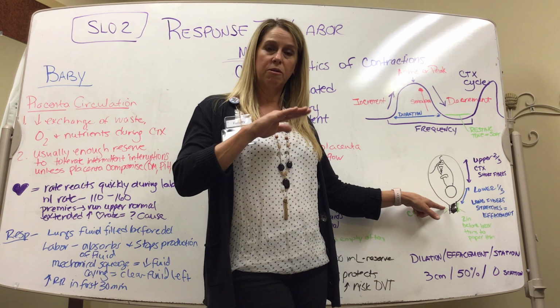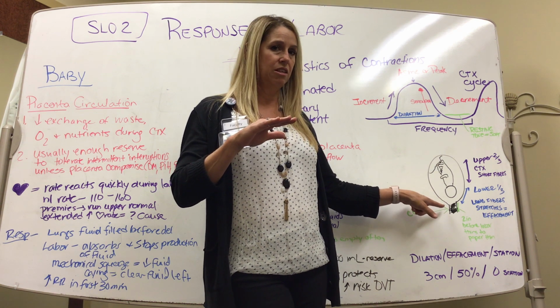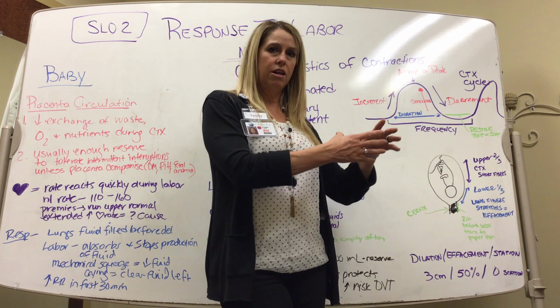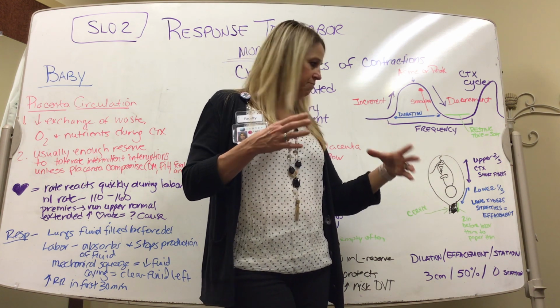This part of the cervix has to thin from the length of 2 inches before you go into labor, all the way down to the thickness of a piece of paper. So it's paper thin, that's 100% effaced. There's nothing left to that cervix. In the process of thinning out, it also stretches and dilates.